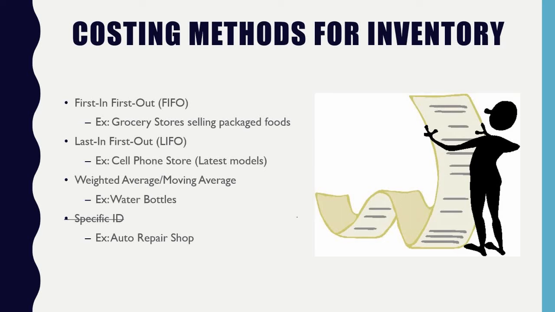Okay, so of course, we're going to be looking at first in, first out, which is pretty obvious. We've gone over examples. So again, a good way to use FIFO would be a grocery store. And then we looked at LIFO, right? For example, a cell phone store, they usually sell the later models before they sell the older models, okay? And of course, now this one, instead of weighted average, is going to be called moving average, okay? And it will make sense when we actually hit chapter 8.3.